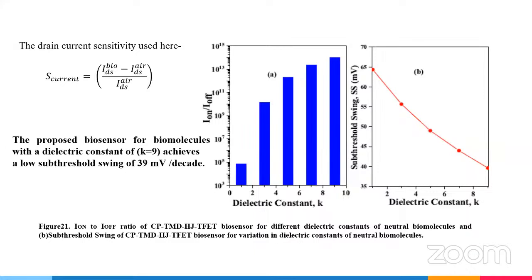This is the drain current sensitivity that is being used. As you can see, for k equal to 9, we are achieving a low subthreshold swing of 39 millivolt per decade for this architecture. This is far less than the subthreshold slope of the silicon MOSFET based biosensor.